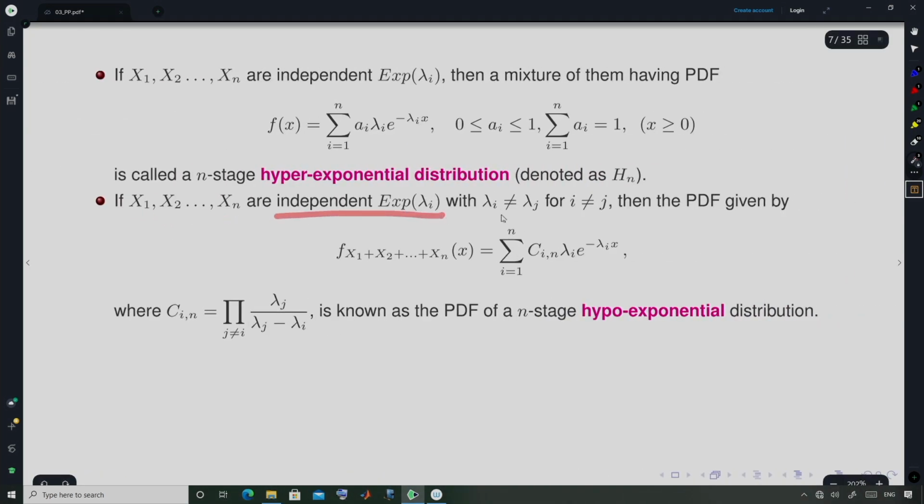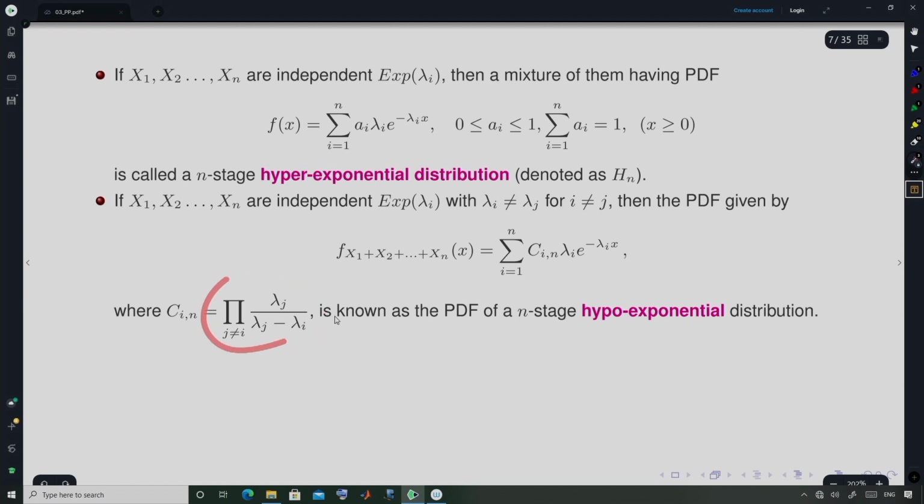When you have independent exponentials where lambda_i is not equal to lambda_j for i not equal to j, the PDF of their sum is given by this expression, where this C_in is given by this expression. This is called the hypo-exponential distribution. The first one is hyper exponential, simply a mixture, where you can think that the random variable takes the value x_i with probability a_i. You can think of these a_i's as probabilities. Here it is a sum.